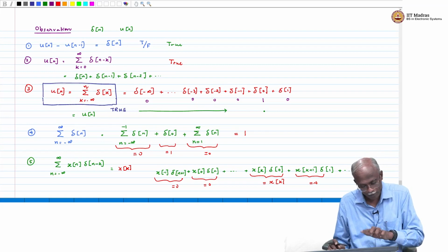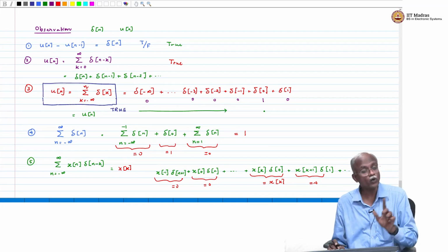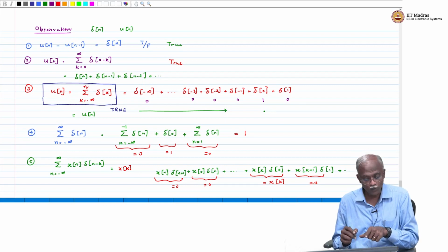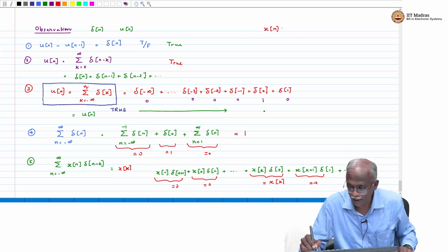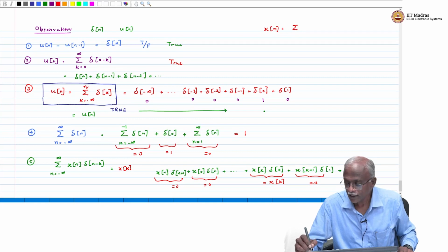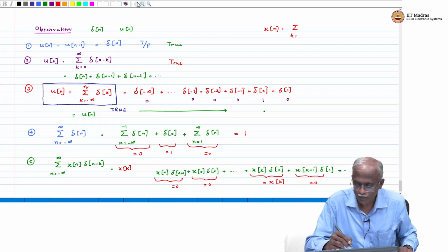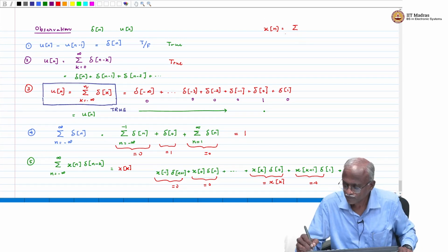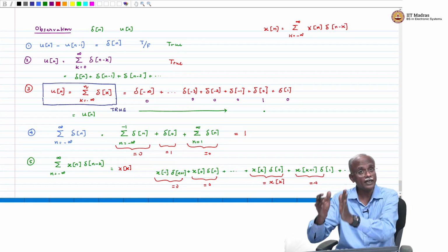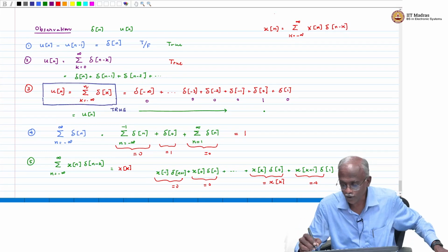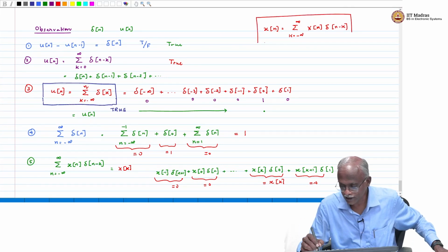Now, you may want to go back and look at the expression that we wrote down. That is a little bit different from the expression that we are writing here. Just for your reference, what we wrote there was x of n equal to summation k equal to minus infinity to infinity, x of k is the scale factor, delta of n minus k. So basically this non-zero sample is occurring at n equal to k, and this is what we wrote down previously. This statement is correct, this is a true statement.